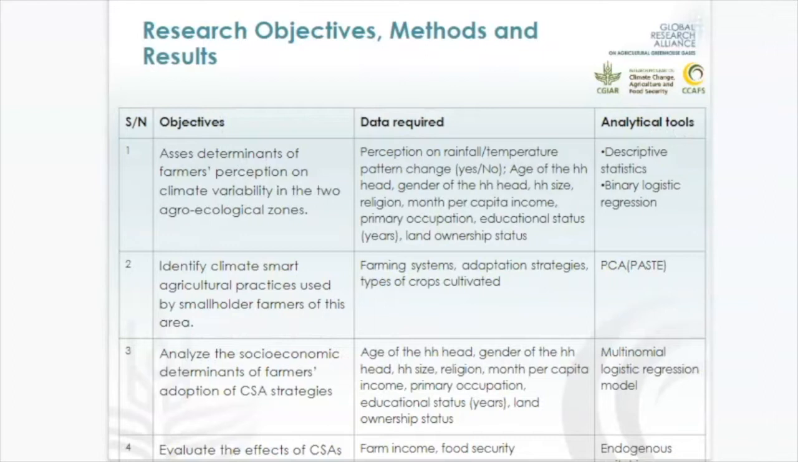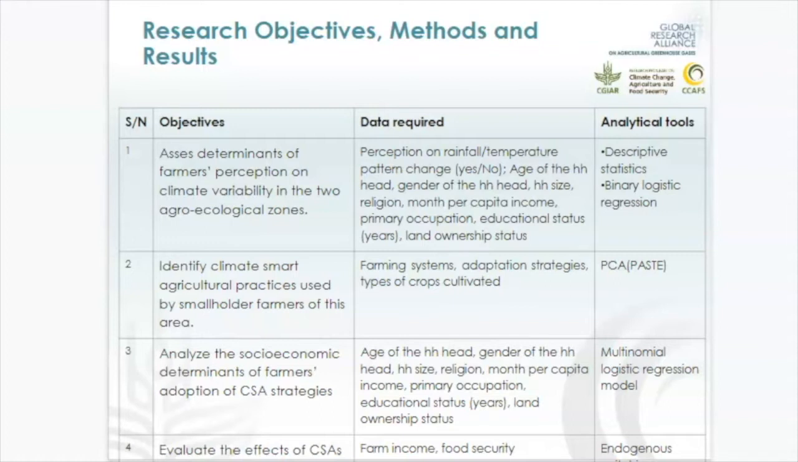First is to determine the farmers' perception on climate variability, and we will need data on perception on rainfall, temperature, age, gender, household size, religion, monthly per capita income, primary occupation, educational status, and land ownership. The method to be used here will be descriptive analysis and binary logistic regression. Secondly, we will identify the climate-smart practices in this area, and we'll need data on farming systems, adaptation strategies, mitigation strategies, and the types of crops cultivated. We will use the PCA via PAST.